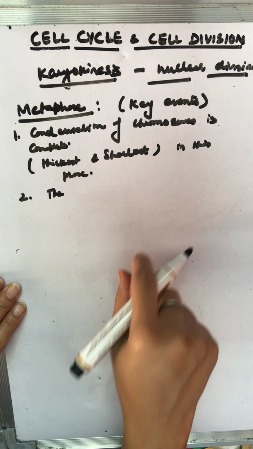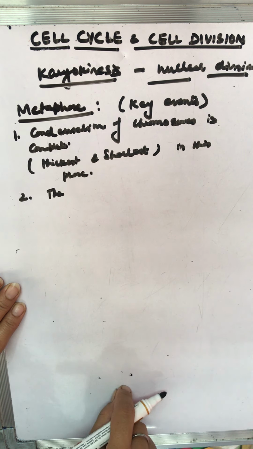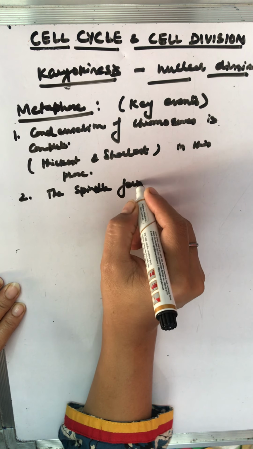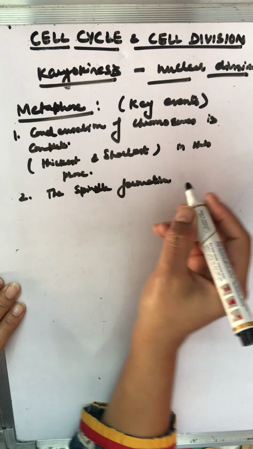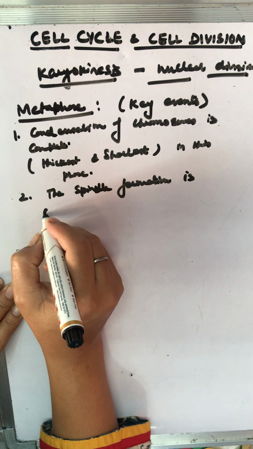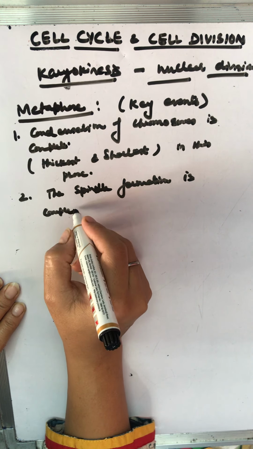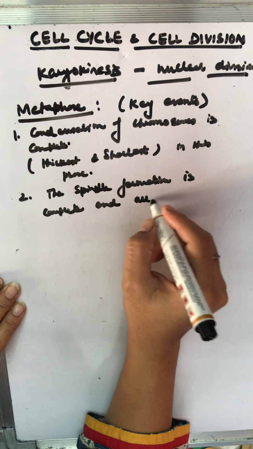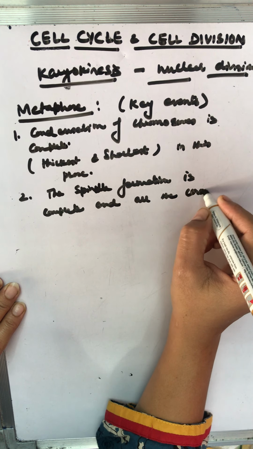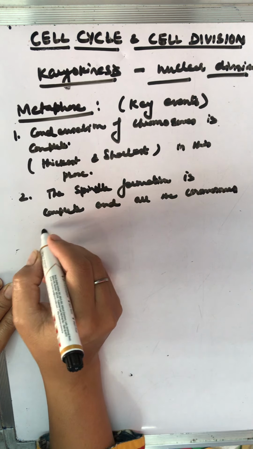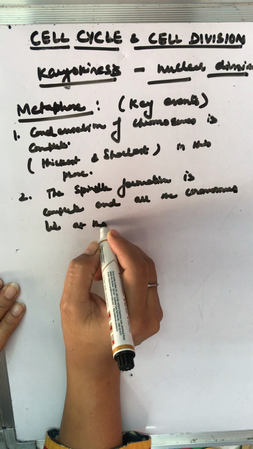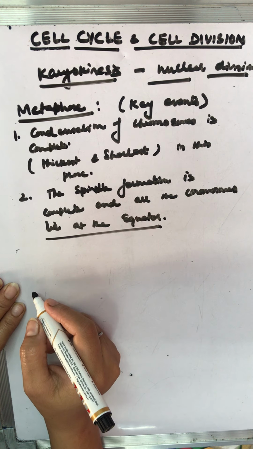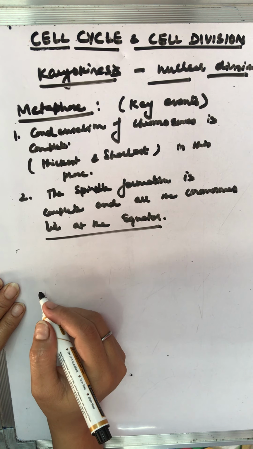Remember that we discussed that it starts at one pole and it moves to the other pole. The spindle formation is complete. And since it is complete, all the chromosomes lie at the equator. Okay, where do the chromosomes lie? They lie at the equator.